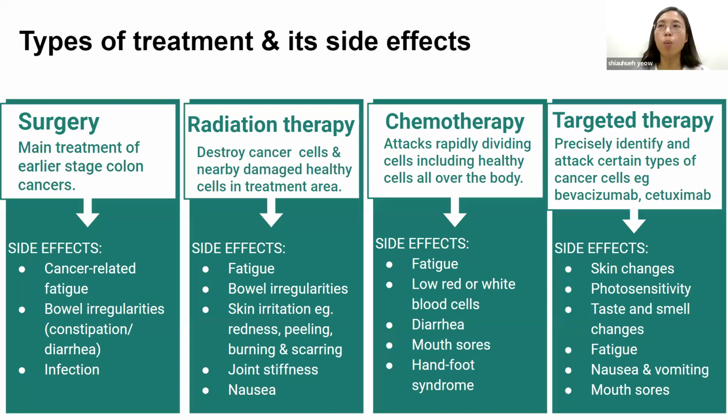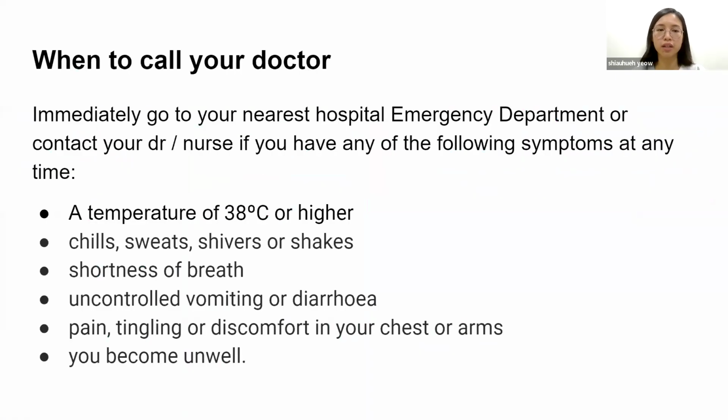And before we learn how to manage side effects, we must also know when it is not under our control, and we must refer to the doctors. When you have a temperature of 38 degrees or higher, it can be a sign of infection, because like I said, chemotherapy can target the white cell count. When the white cell count is low, the immunity is low, and therefore there's a higher risk of getting infection. So a temperature of 38 degrees Celsius or higher cannot be taken lightly. It should be addressed to your doctor.